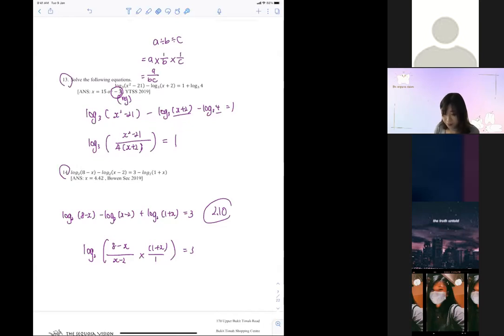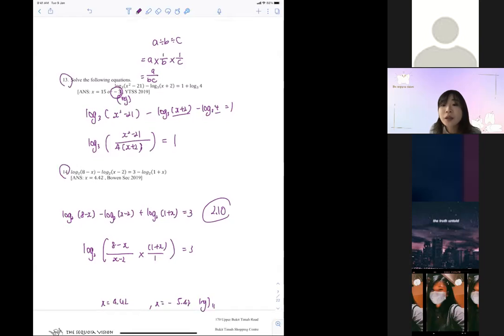Okay, then here you got two answers. x equals 4.42, x equals minus 5.42. You must give me both answers and then reject this one. Okay, don't follow my question answer.